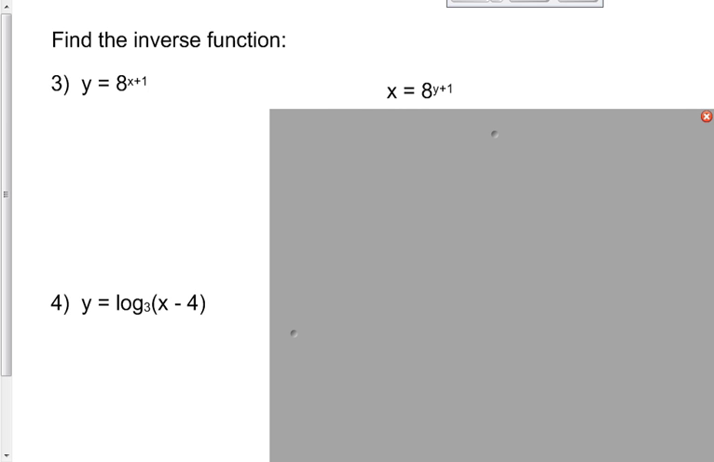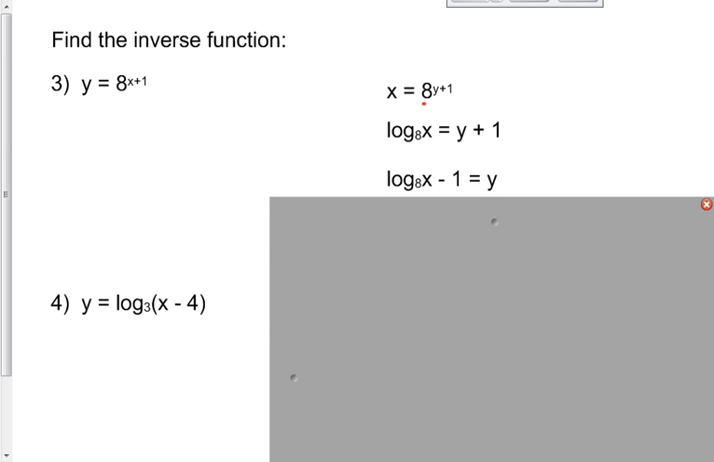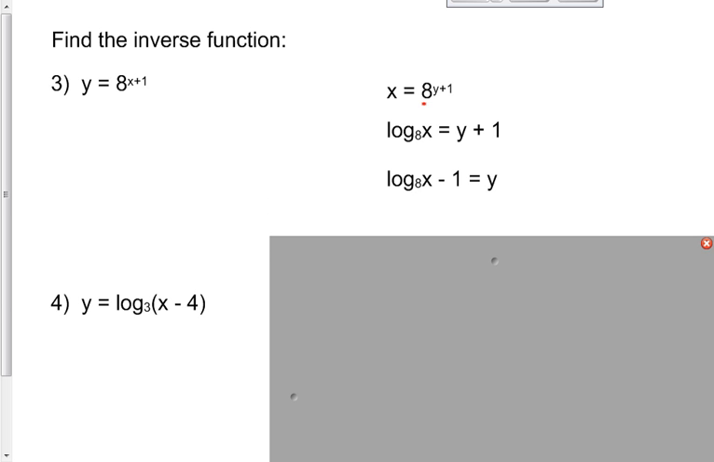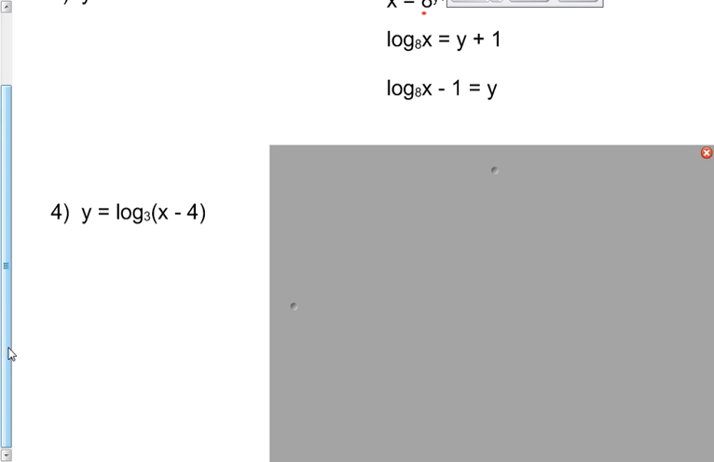You notice the y is up in the power position. So to get it out of the power position, I need to use logs to solve. 8 is my base. Log base 8 of x equals y plus 1. I almost have y by itself, but I need to move the 1, so I'll have log base 8 of x minus 1 equals y. There's your inverse model.